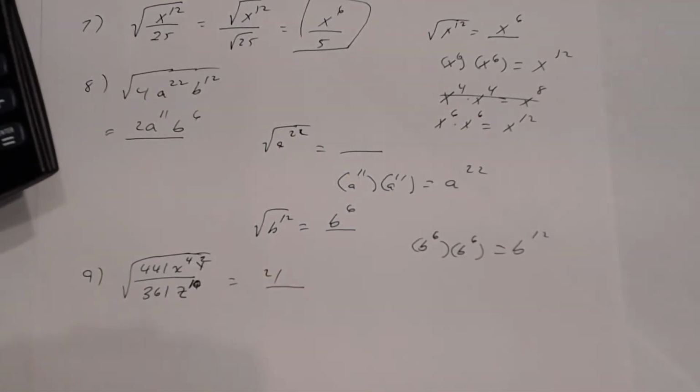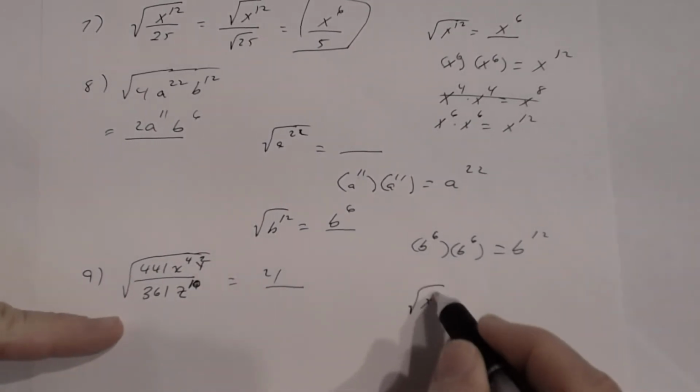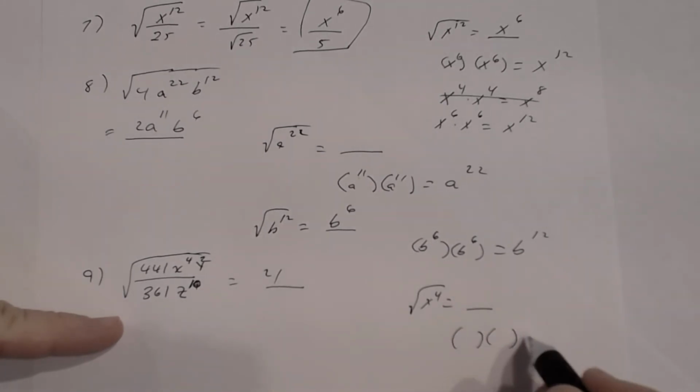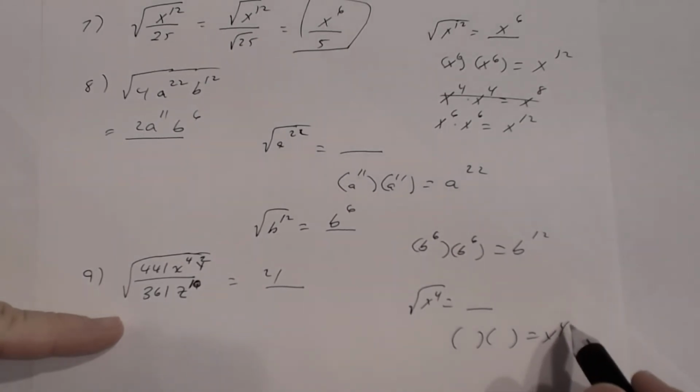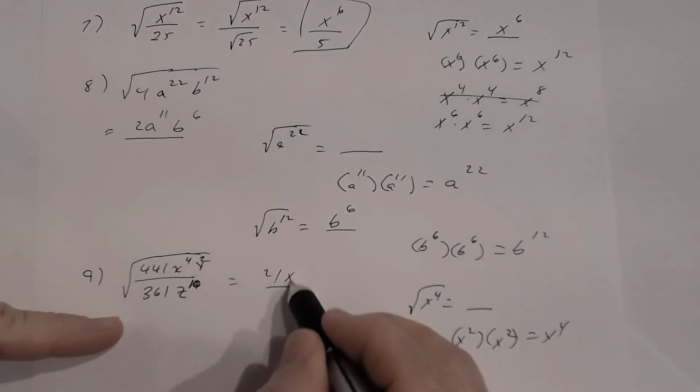So 21 goes here. And let's talk about the square root of x to the 4th. So what times itself twice is x to the 4th? What do you think? Remember, the exponent is 4. You want that exponent to be 4, so add these two together to get 4. So that means 2 plus 2 is 4. So that's x squared. Okay? Because remember, whatever you put here, you need to put here. So those have to be the same thing. So this is 21x squared.